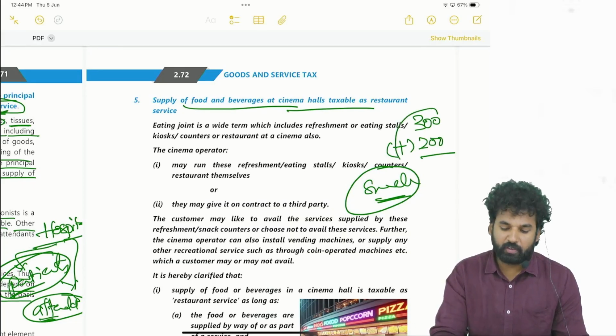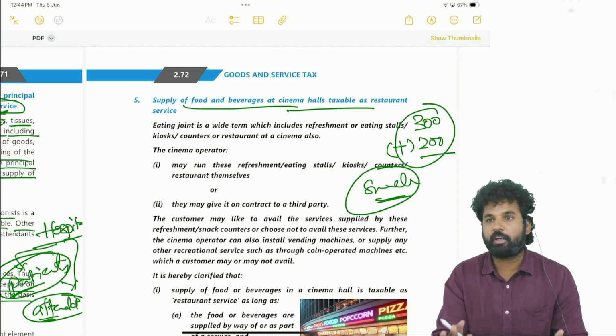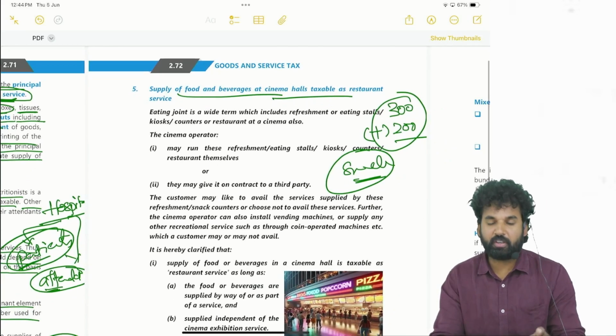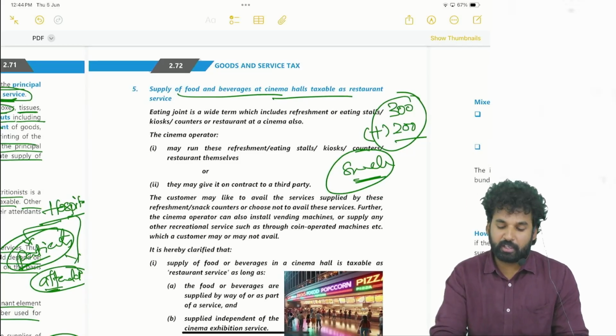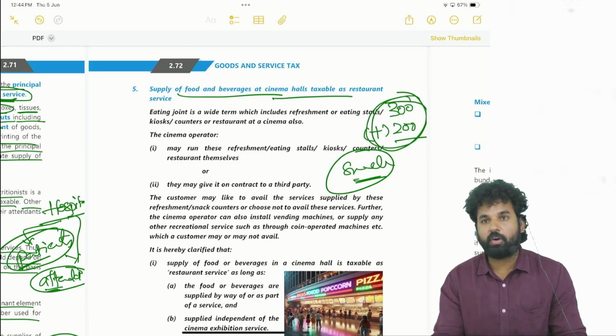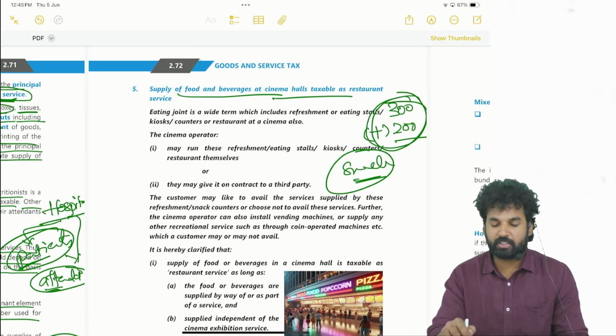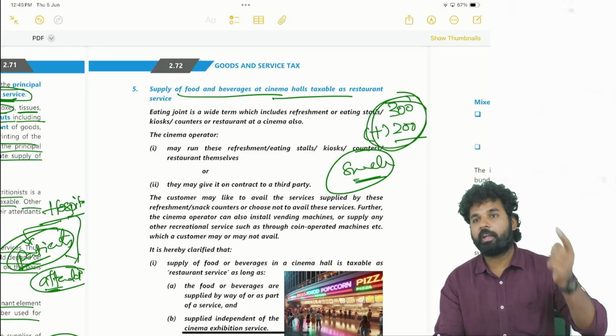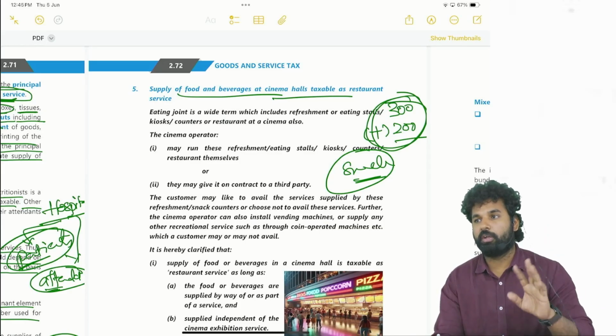Likewise, if they charge a single consolidated price for providing both food and beverages in the cinema hall, a single price charged means it is a composite supply. So the rate of GST applied on the cinema ticket will be applied on the food and beverages.